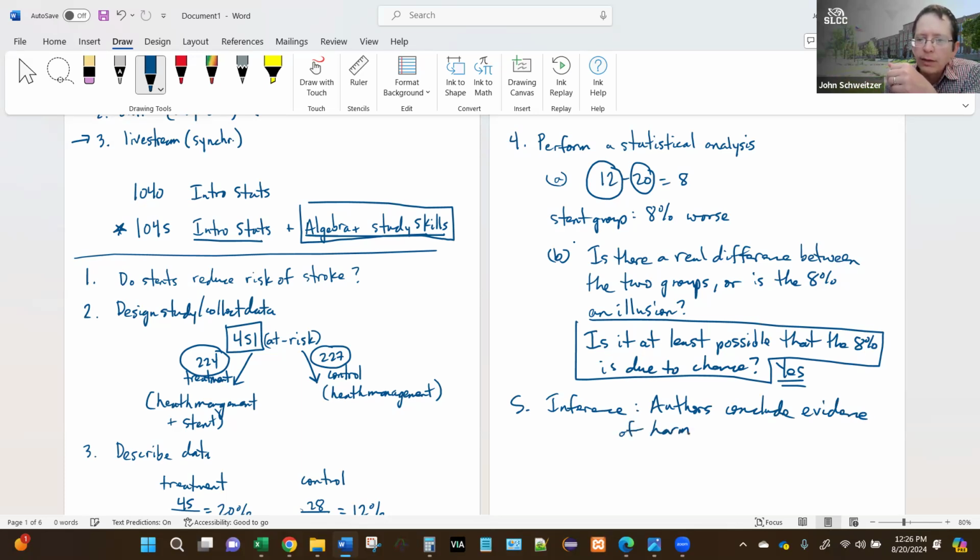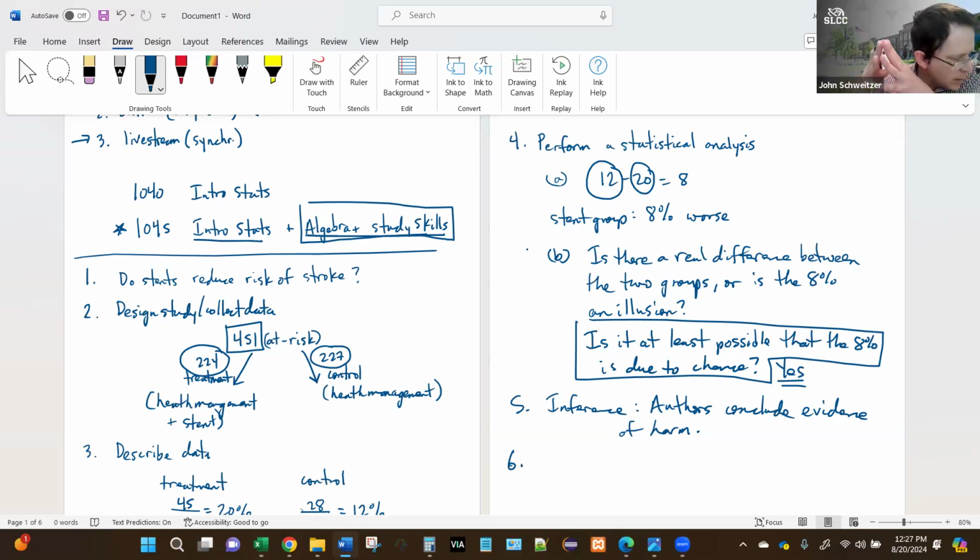So they decided that 8% is probably a real difference. And it means that stents as a preventative for strokes are causing harm. Okay. Afterwards, sure, we know they work. That's been proven in previous studies. They're not questioning that. They're just trying to see if it helps to prevent strokes. And they're saying no, in fact, it makes it worse.